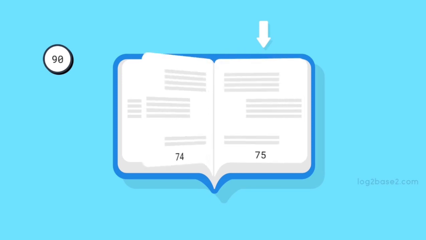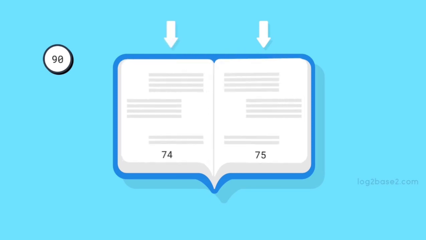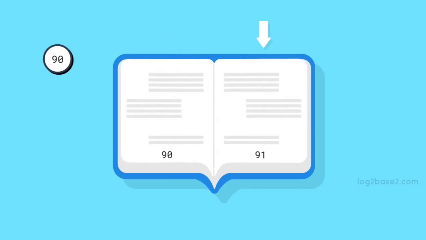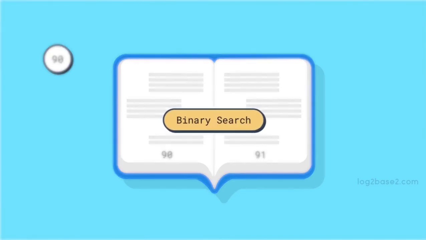Again you will divide it in half and it will be 51 to 75 and 76 to 100. And you will ignore the first half again and search in the second half. And this way you can easily find the page number 90. So unlike linear search, we don't need to go through all pages of the book. We will continuously divide the book into halves till we find that particular page. So we can save a lot of time. So that is binary search.